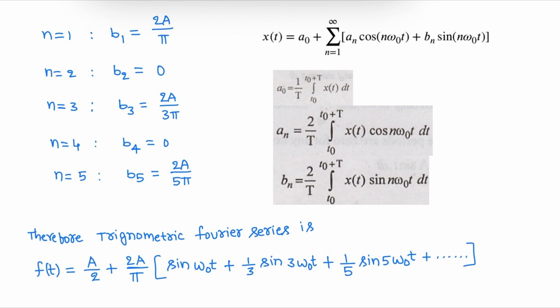Fourier series x of t is equal to a naught plus sigma n is equal to 1 to infinity a n cos n omega naught t plus b n sin n omega naught t. So we need to find the coefficients a naught, which is a DC component, a n and b n. a naught is 1 by T integral t naught to t naught plus T of x of t dt. a n is 2 by T integral t naught to t naught plus T x of t cos n omega naught t dt. b n is 2 by T integral t naught to t naught plus T x of t sin n omega naught t dt. These coefficients a naught, a n, b n are evaluated in a single time period.